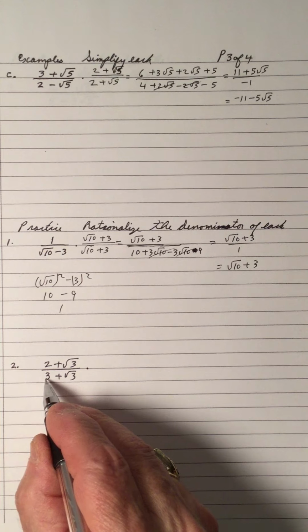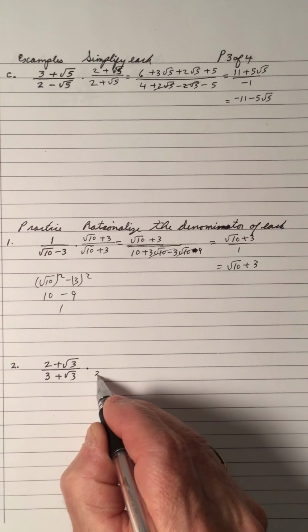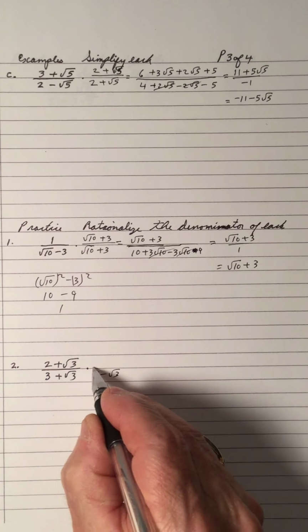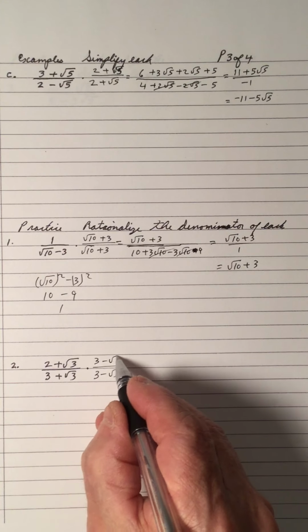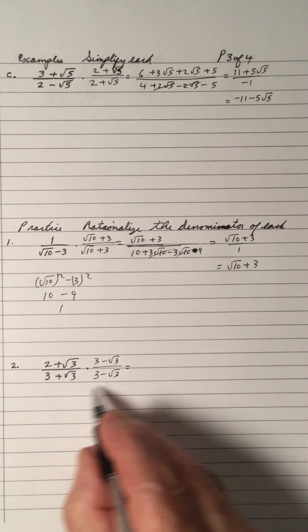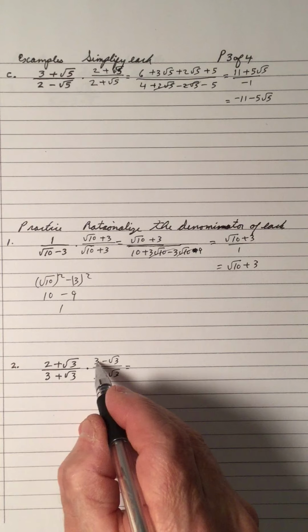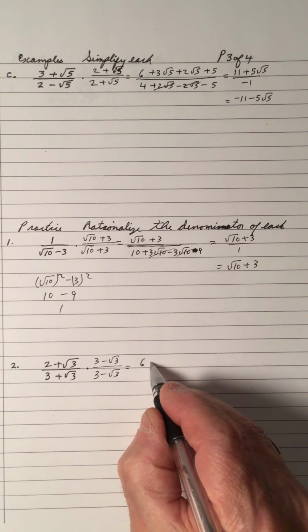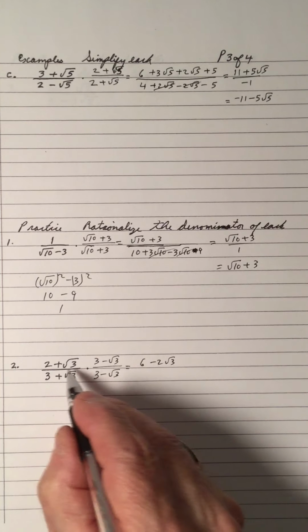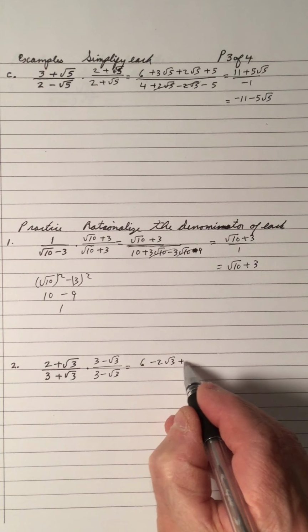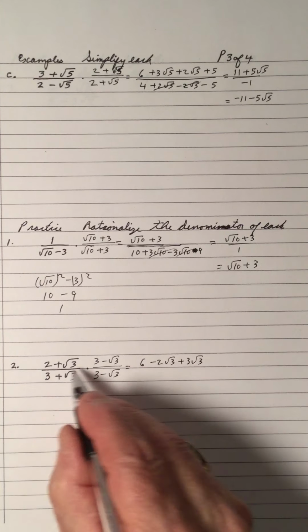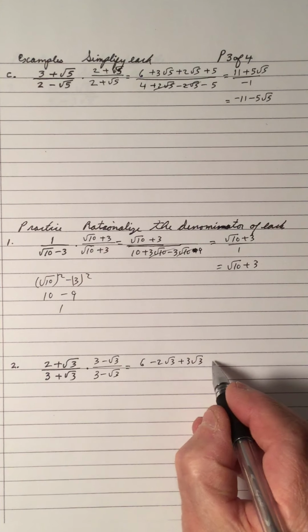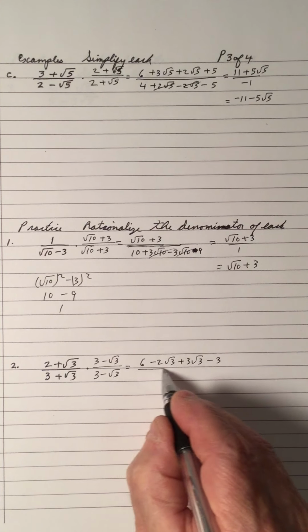And the conjugate of 3 plus root 3 is 3 minus root 3. And we balance it on top and bottom to make it an equivalent fraction. The top, 2 times 3 is 6. First, outside, 2 times negative root 3. Root 3 times 3 is a plus 3 root 3. And a positive root 3 times a negative root 3 is a negative 3.